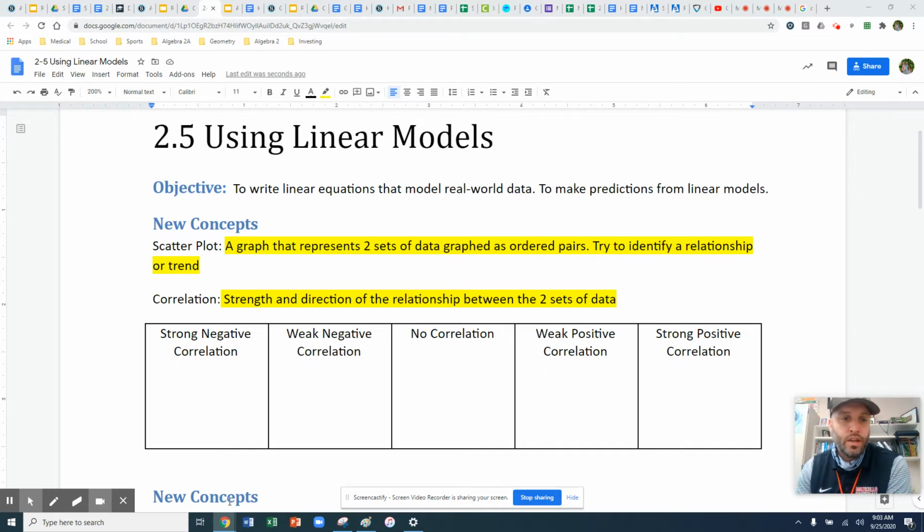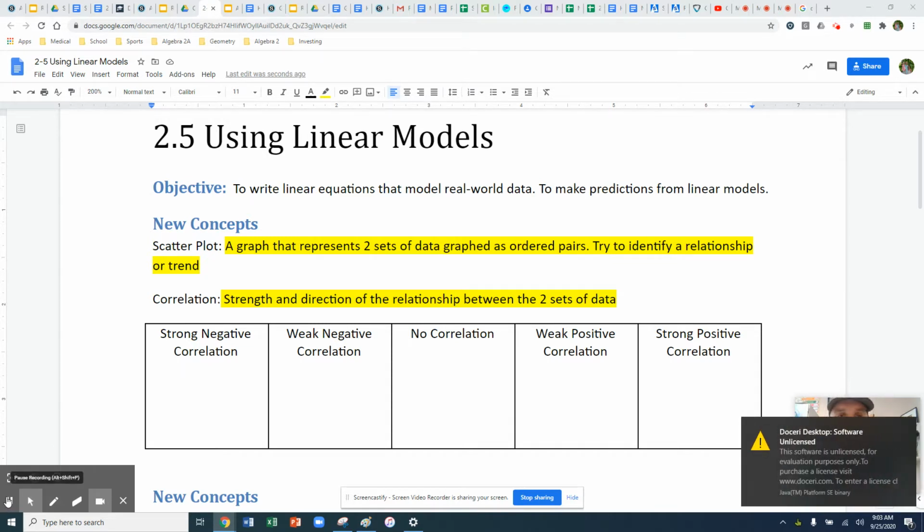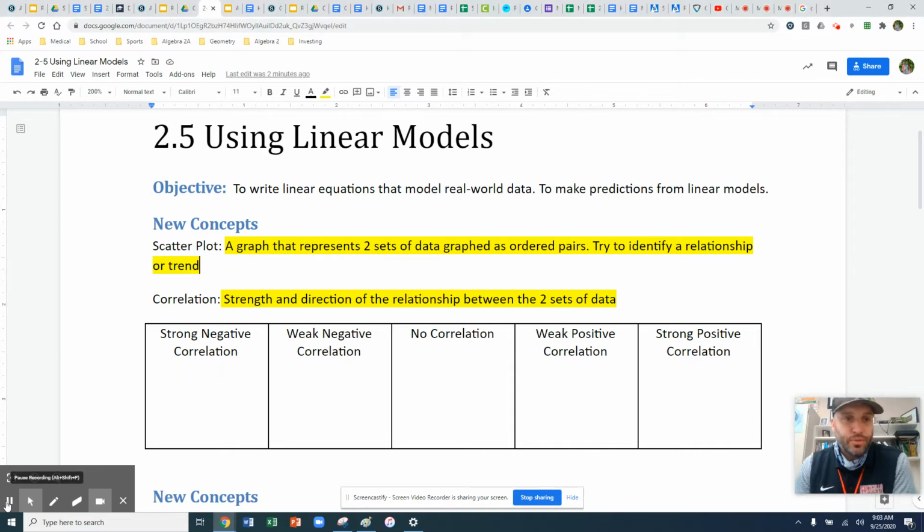We are going to use our graphing calculator quite a bit today, so if you do not have your graphing calculator handy, you can pause the video and grab that, or you can log in and get the online calculator. Two concepts we're going to look at today.